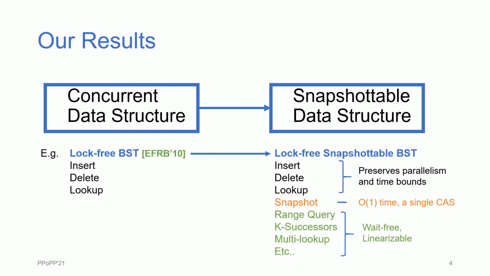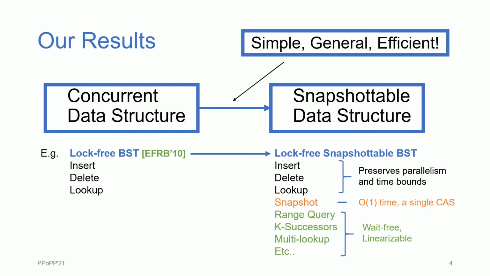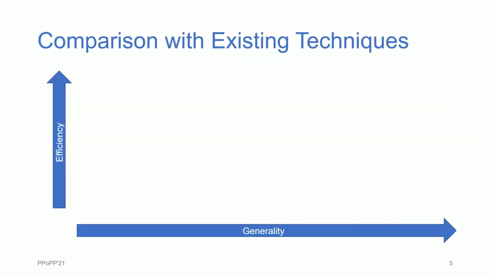These multi-point queries are wait-free and linearizable, and they also perform well in practice. The properties listed here are not specific to binary search trees, and similar results can be shown for other data structures as well. As an added bonus, our technique is very easy to apply, and we only require single-word compare and swap. The chart below shows how our approach compares with existing lock-free solutions.